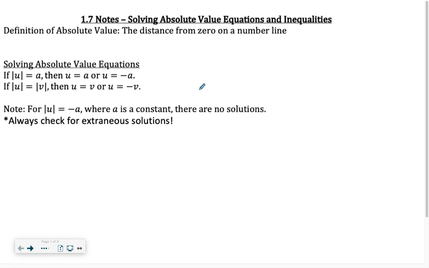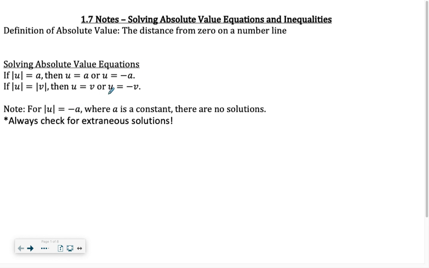All right, in section 1.7, we are going to take a look at solving absolute value equations and inequalities. So, first, just a little refresher. Our definition of absolute value is the distance from zero on a number line.